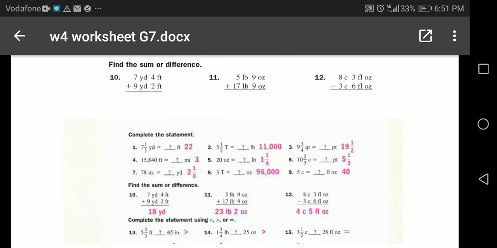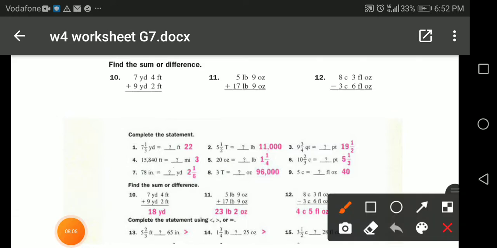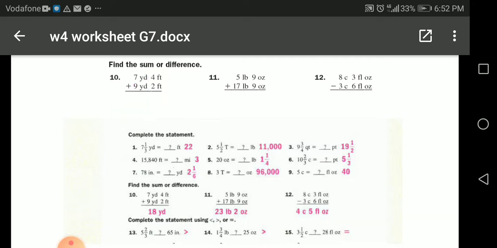This one is very easy. 4 feet plus 2 feet is 6 feet. 7 yards plus 9 yards is what? It is 16 yards. Okay, 16. And what else do you have here, guys?